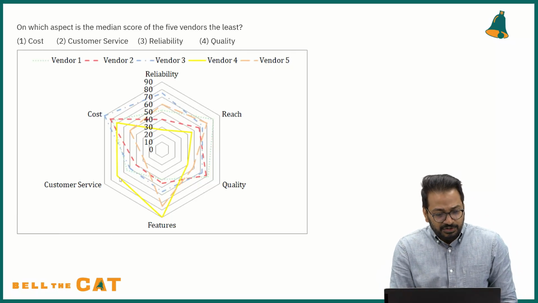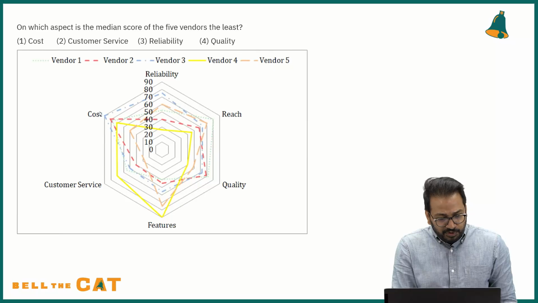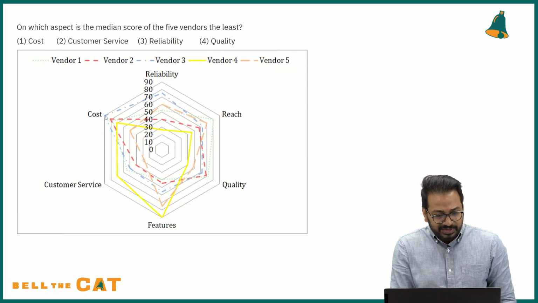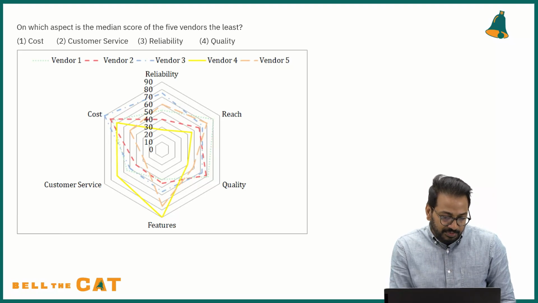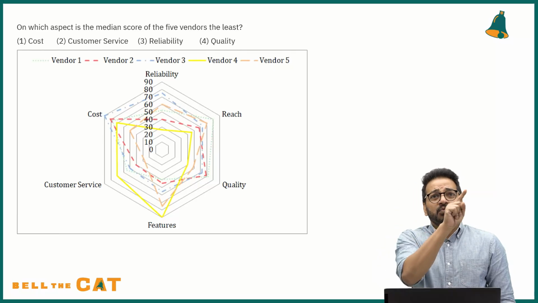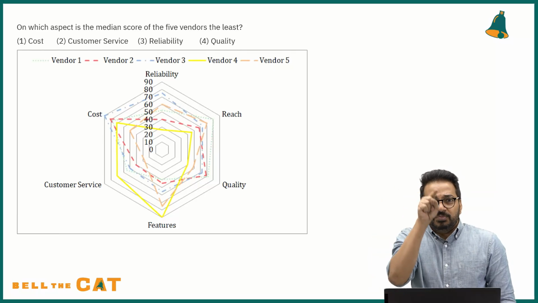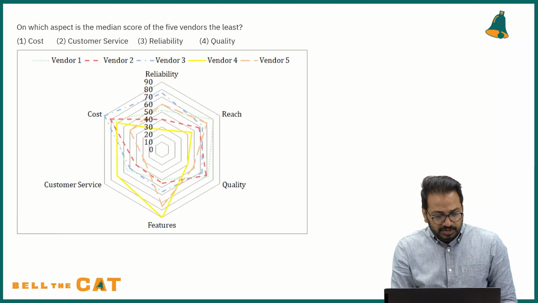Now, if I'm looking at cost, what is the middle value? First value, the blue dotted line, is somewhere around 100. Next is red, somewhere around 90. Next, somewhere slightly greater than 90. The median value is of 5 values: 1, 2, 3, 4, 5. The middle value is the third value, right? So for cost, it is close to 90.